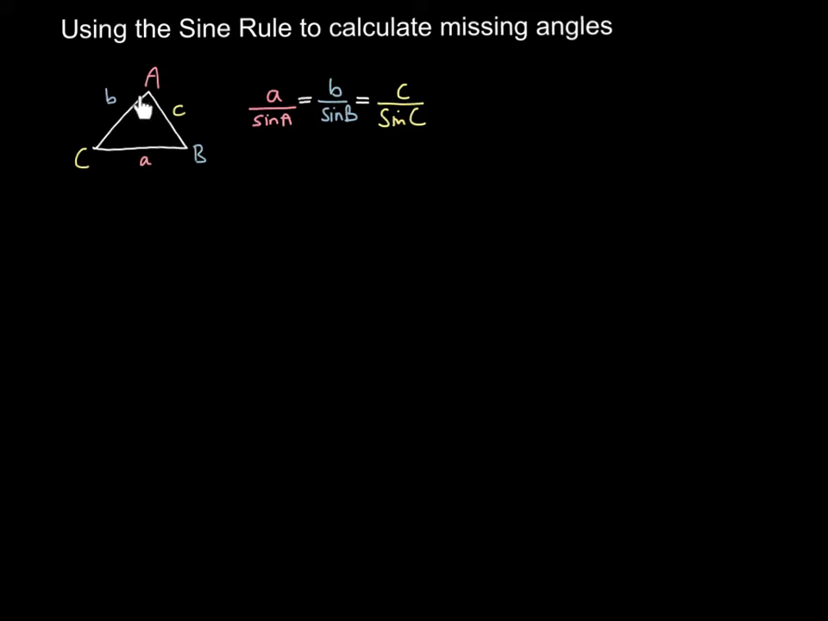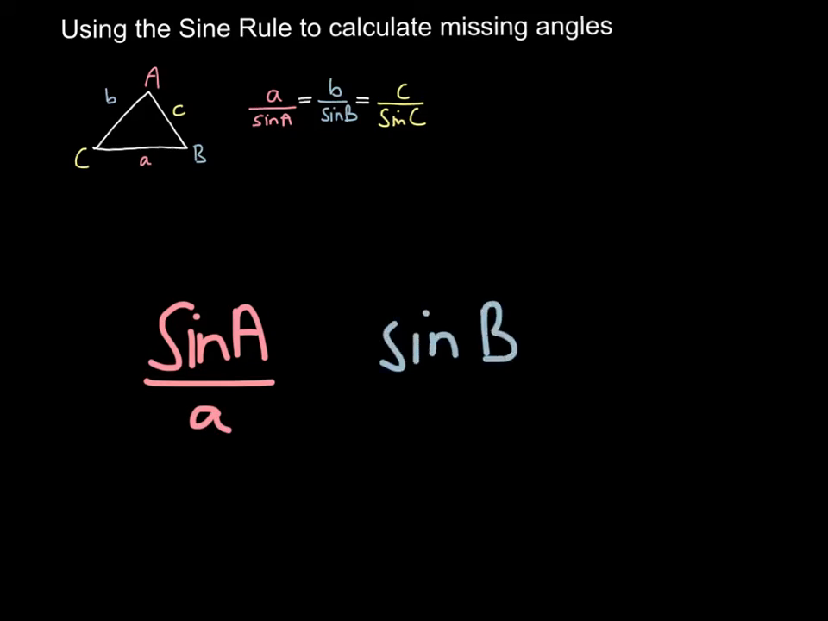What I'm going to do is flip that around, so we do the sine of an angle divided by the sides. So it just looks a bit different. So I'm going to have sine of A divided by a is equal to sine of B divided by b, which is equal to sine of C divided by c.